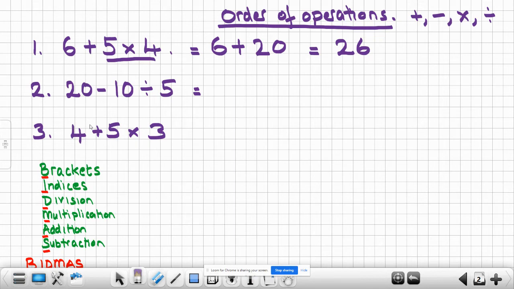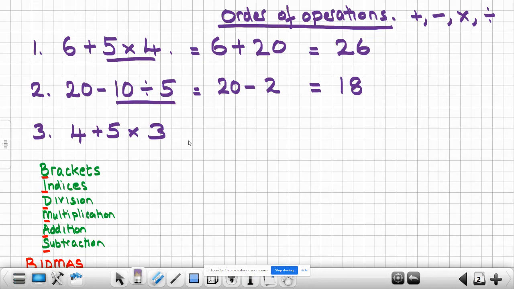Okay, so problem number 2, we've got 20 minus 10 divided by 5. And according to our order of operations, we must do the division before the subtraction, which is another word for minus. So we're going to start by looking at this bit. And 10 divided by 5 is going to give us 2. So the first part stays the same, 20 subtract, and then 10 divided by 5 gives us 2. 20 minus 2, or subtract 2, gives us 18.